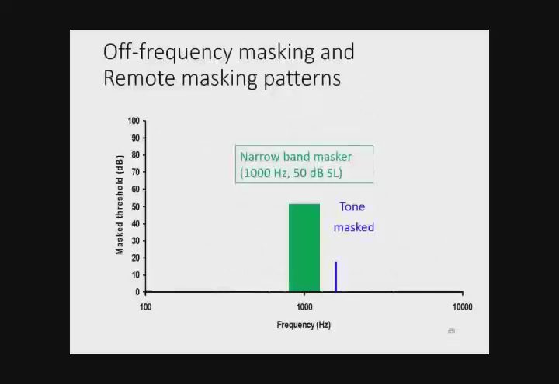Okay. And now, last 5 minutes, I finally explain the off-frequency masking. And the last thing here is what's called the remote masking patterns, which is basically a different kind of formulating the auditory filters, and their asymmetry. But I do it the other way around now. So I have my tone, and I measure how much I need to increase the noise at a certain bandwidth to mask my tone. And that is now 1,000 Hz center frequency, and various bandwidth. And what I measure is where do I put my tone?